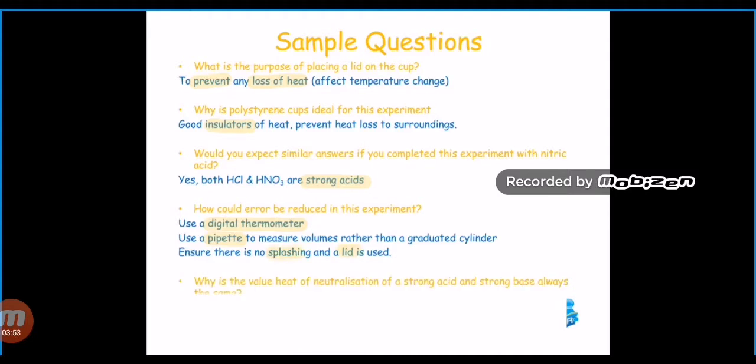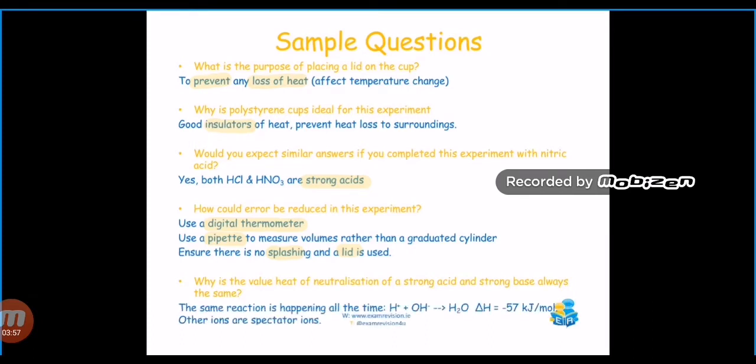The last question then is, why is the value of heat of neutralization for a strong acid and a strong base always the same? So when you react a strong acid and a strong base, why is heat of neutralization always the same? And that's based on what we said on the last slide. It's that the same reaction is happening all the time. The key reaction with neutralization is the hydrogen ion reacting with the hydroxide ion to produce water.